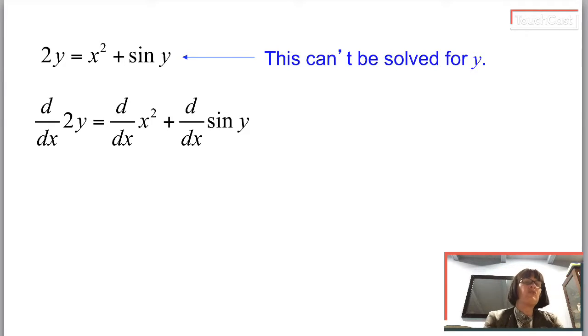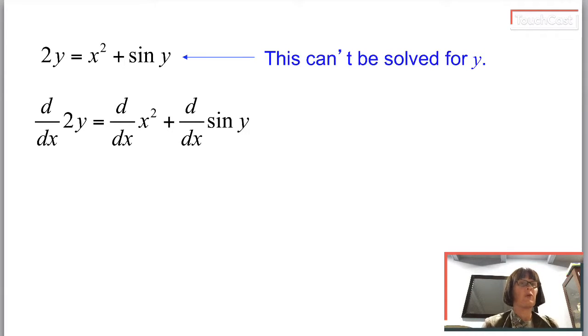Here's the next example. I have 2y equals x squared plus sine of y. This is a relation between x and y, but I can't write it as a function of x because I can't isolate the y. There's no algebra we could do that would isolate the y. I can still find an expression for the slope of the curve, given any input value. And I do that by using implicit differentiation.